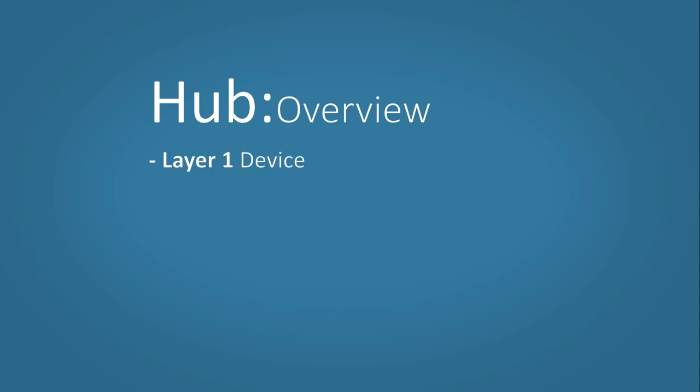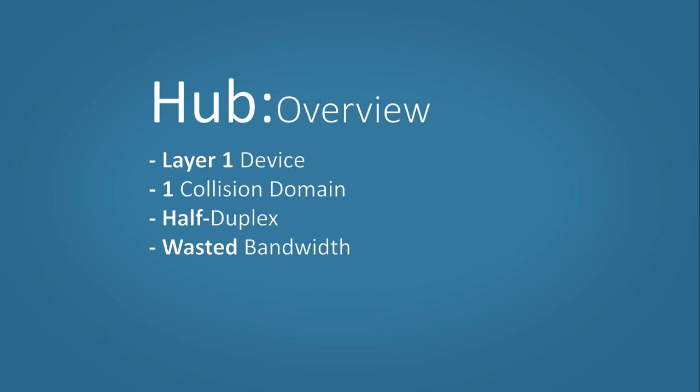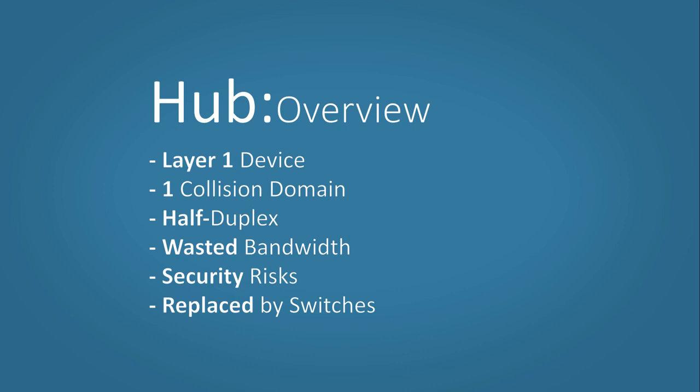So in overview, a hub is a layer 1 device, meaning it has no knowledge of addresses. All it does is repeat any data it receives. They have one collision domain and use half duplex. This means it can't send and receive data at the same time. They waste bandwidth by sending data to hosts unnecessarily. It has security risks because all the hosts receive everyone's data. A malicious user could steal this. Hubs are old technology. They have now been replaced by switches, which we will take a look at shortly.